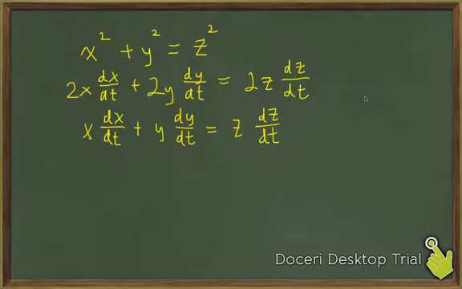From this point, I am searching for dy/dt. I know all of the other variables. I know x. I know dx/dt. I know y. I am seeking dy/dt. So I want to isolate the dy/dt. I also know z, and I know dz/dt.